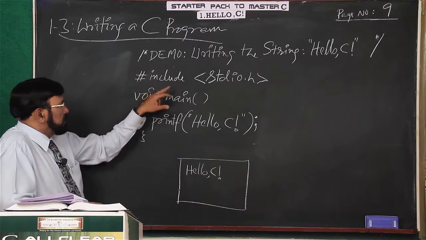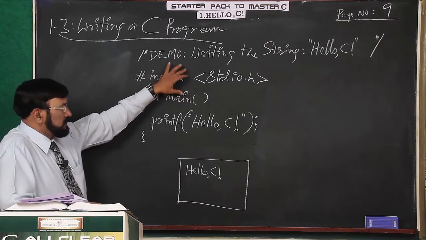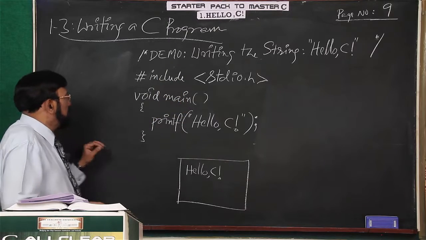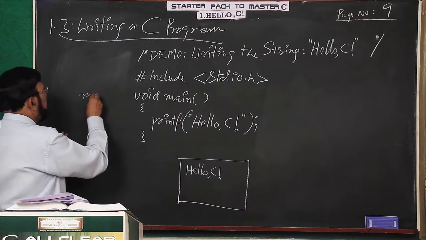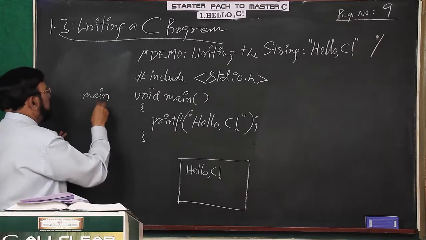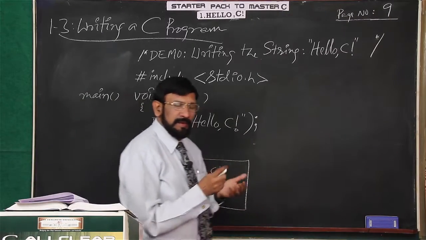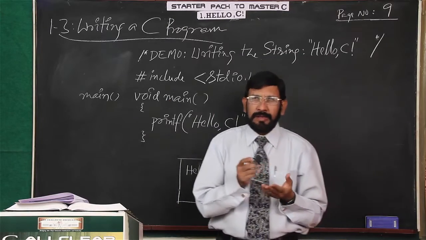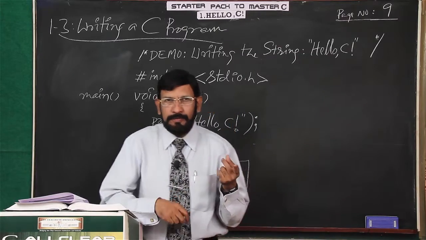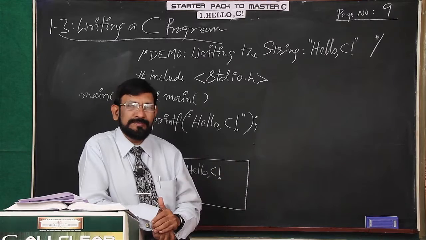Now, next, let us come to the third line. Already I showed it to you. Main. Main is a manager. Main is a function, like a manager function. You cannot write any C program without the main function.